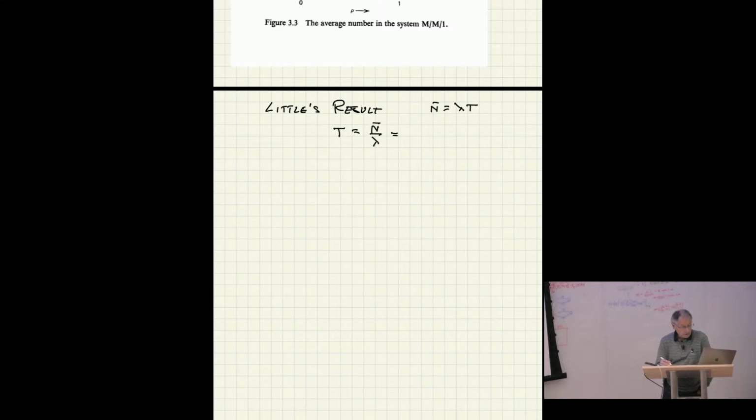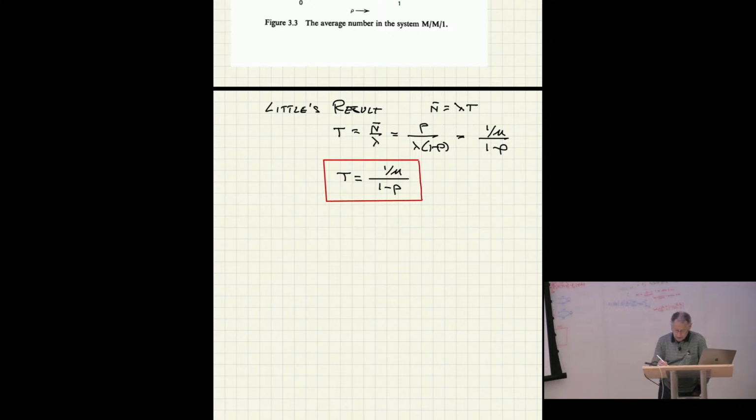N bar I know is rho over 1 minus rho. So that's rho over lambda times 1 minus rho. But rho itself is lambda over mu, so this whole thing is 1 over mu, over 1 minus rho. So let me write that down as a result you should remember. The mean time in an MM1 system is given with that expression.